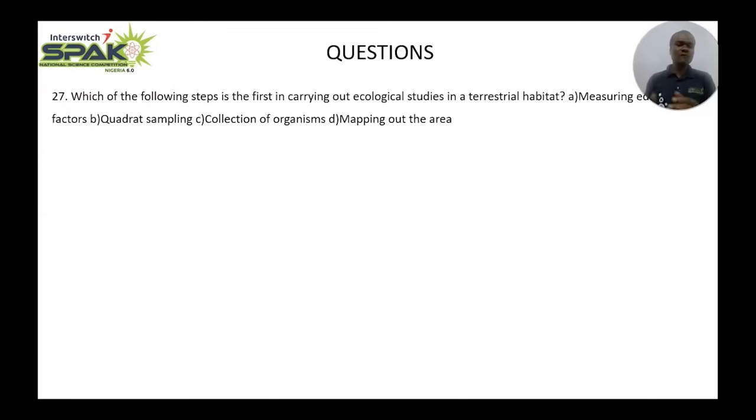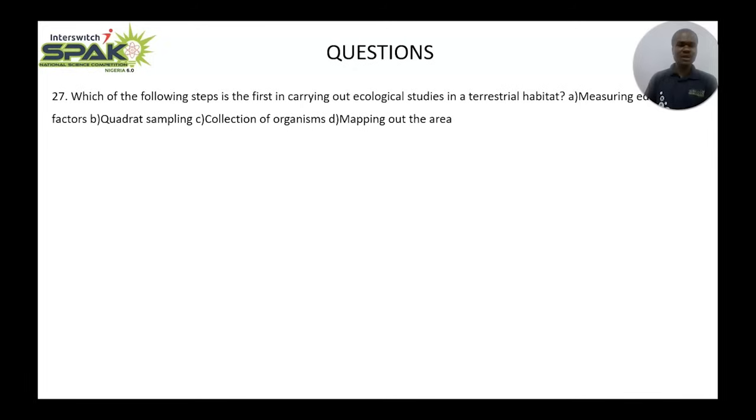The next one is, which of the following steps is the first in carrying out ecological studies in a terrestrial habitat? A, measuring edaphic factors; B, quadrat sampling; C, collection of organisms; D, mapping out the area. Which of the following steps is the first step?